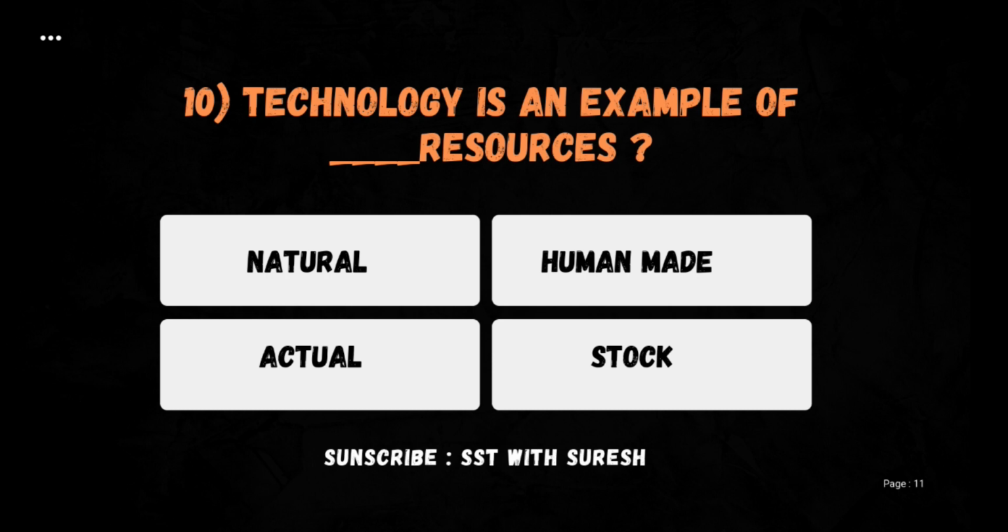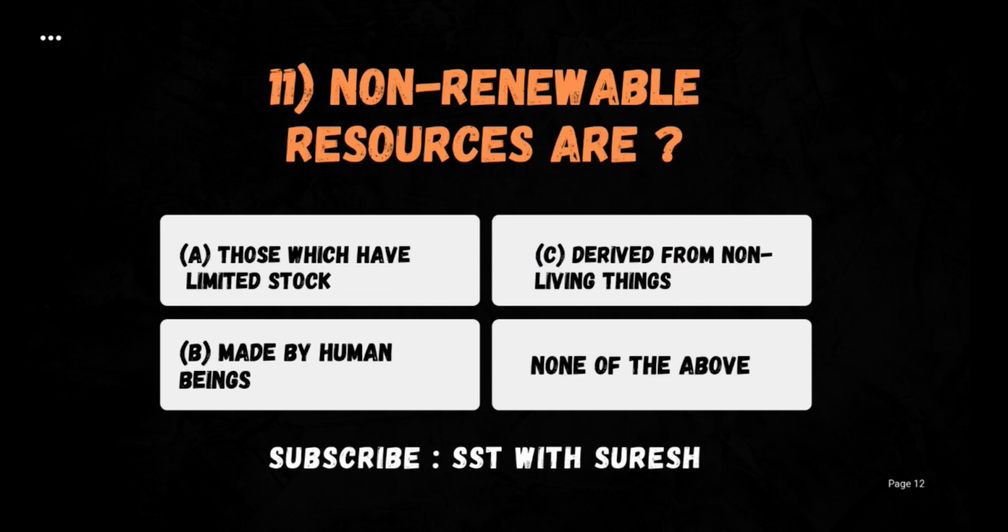And the correct answer for question number 10 is that technology is an example of human-made resources. Okay, next question, question number 11. The question asks: non-renewable resources are what?